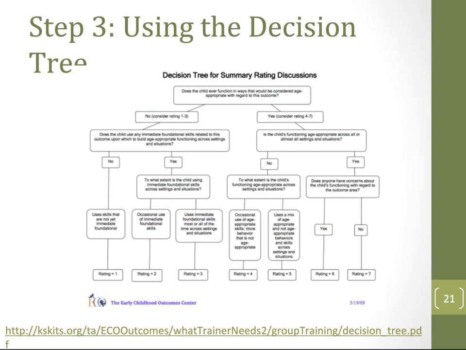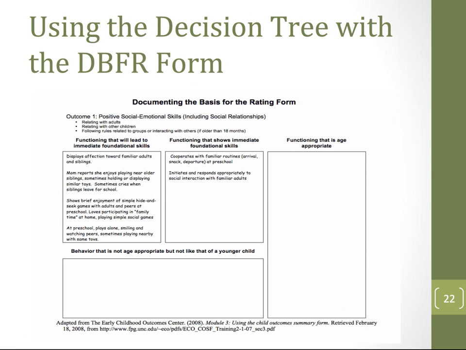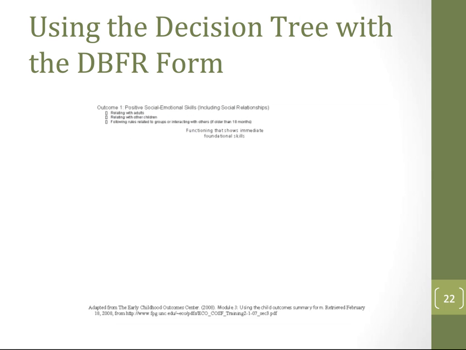Starting with the question at the top, teams answer each question following the path that most describes the child to reach a rating on one of the 7 points of the ECHO rating scale. To understand how the Documenting the Basis for the Rating form and the decision tree work together, let's use this completed Documenting the Basis for the Rating form and talk through a rating for this child on Outcome 1. The first question on the decision tree is, does the child ever function in ways that would be considered age appropriate with regard to this outcome?